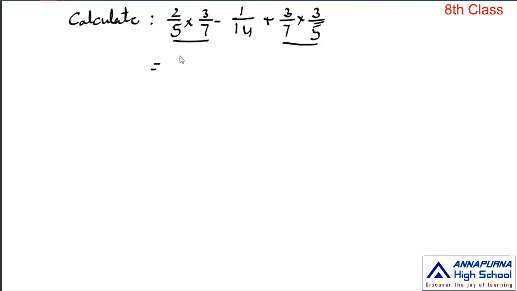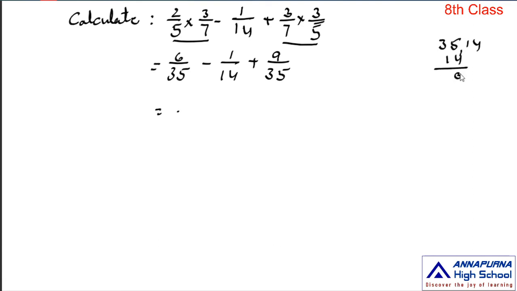So 2 by 5 into 3 by 7 is equal to 6 by 35, minus 1 by 14, plus 3 by 7 into 3 by 5, which is 9 by 35. Now simplify this expression. For simplification, first we find the LCM. So what is the LCM of 35 and 14? It is equal to 490.